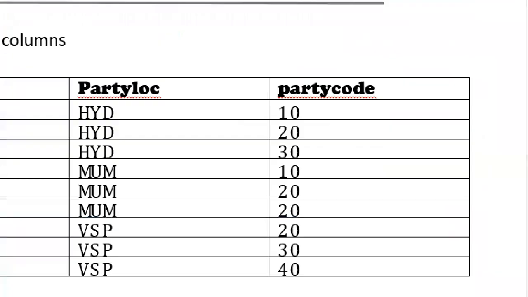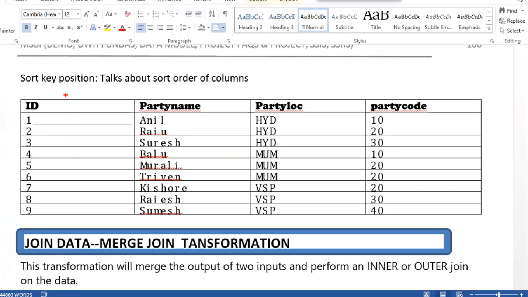Look at this picture. This is ID, name, location, code. And if you see this, is the name sorting order? No. Code sorting order? Location? Yes, yes. Hyderabad, Mumbai, Visakhapatnam. So location is in ascending order, and this is a first column sorting. Correct? So for this we specify sort key position 1.